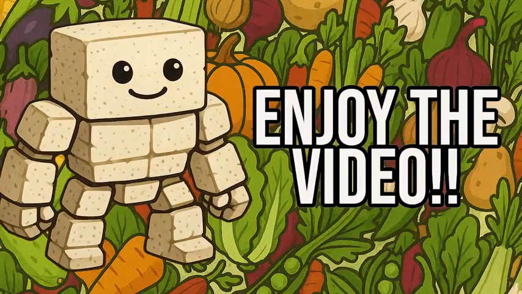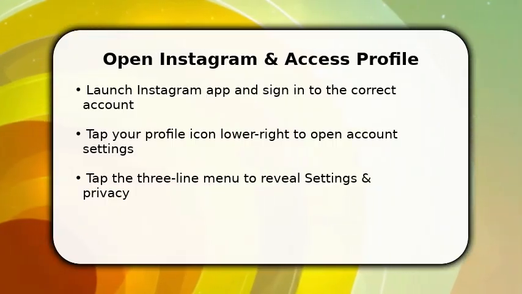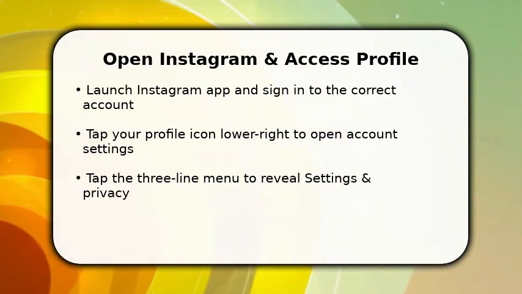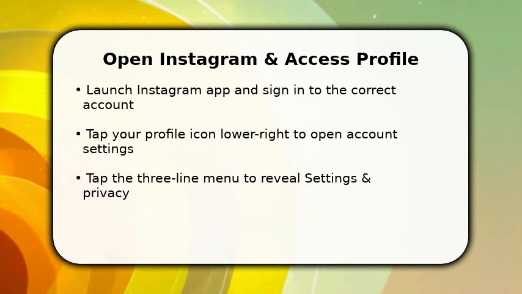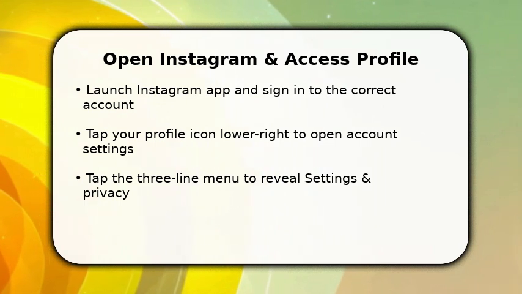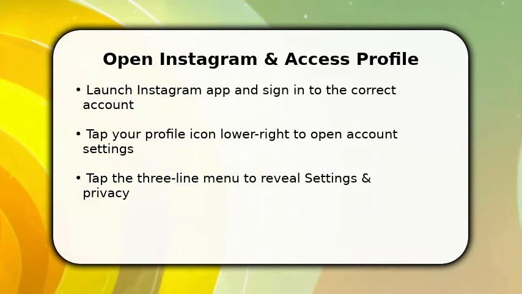Please enjoy the video. You start by opening Instagram and confirming you're in the account whose history you want. Once done, tap your profile icon at the bottom right to get to account options. Then tap the three-line menu at top right to reveal settings and privacy.